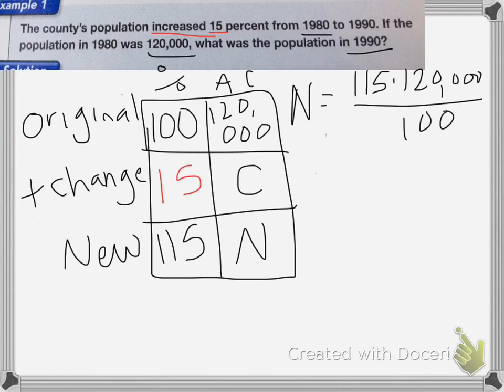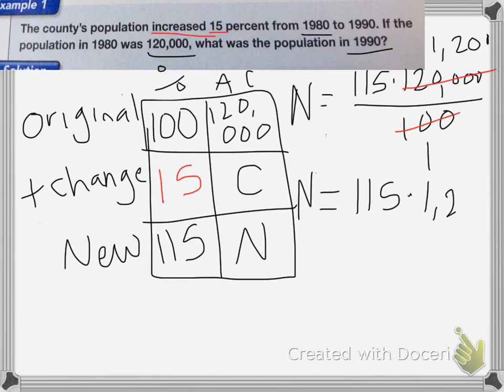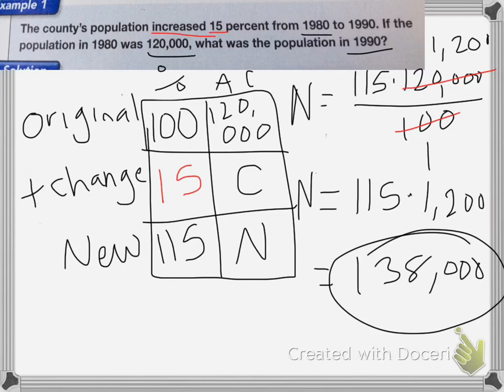I can cancel off some zeros. I can cancel the 100 and the 120,000. So I get 100 equals 1, and 120,000 is going to equal 1,200. So now I have n equals 115 times 1,200. I have to multiply that together, and that will equal 138,000. So that is the population in 1990.